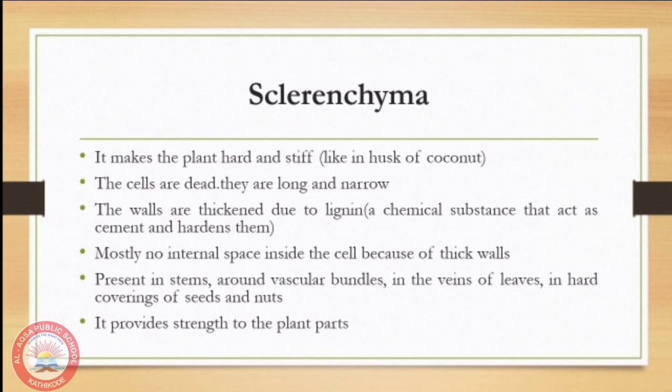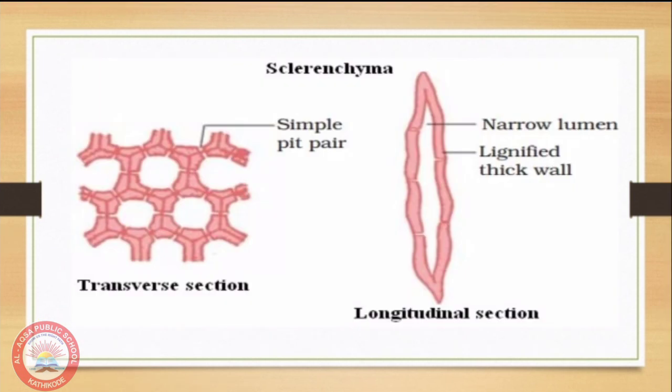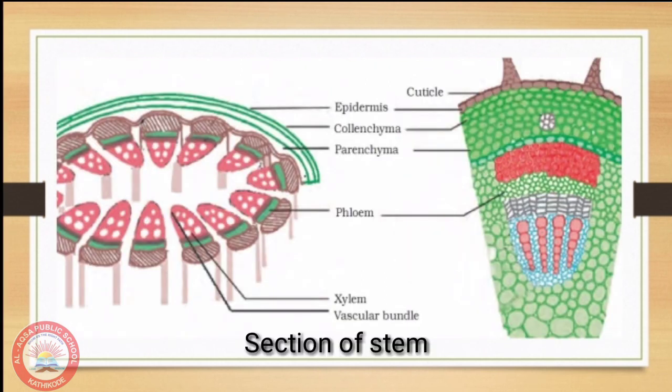It is present in stems around vascular bundles. Vascular bundles means the xylem and phloem, in the veins of leaves, in the hard coverings of seeds and nuts. It provides strength to the plant parts. This is the picture of sclerenchyma tissue. Let us observe the section of a stem and locate the different types of tissues.